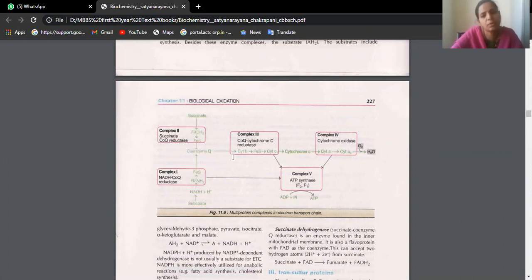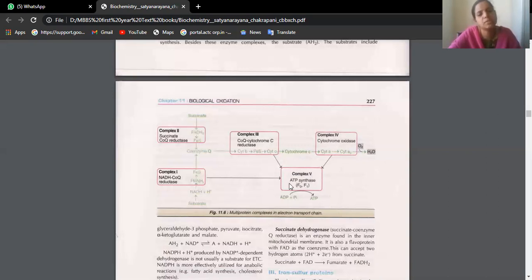From here you have cytochrome B, FeS, then cytochrome C1. The enzyme involved here is complex 3, cytochrome C reductase. From here the electrons are transferred to cytochrome C, A1, then A, and then A3. This complex is cytochrome oxidase. From here finally the water is liberated.